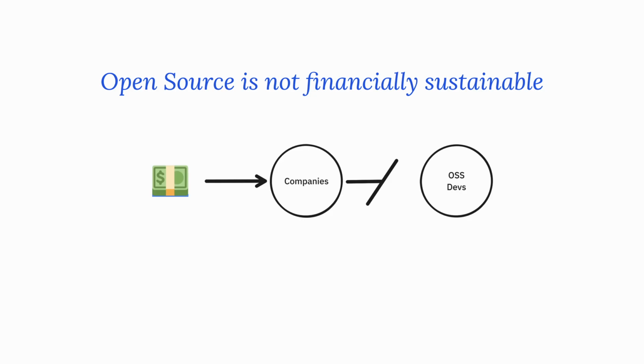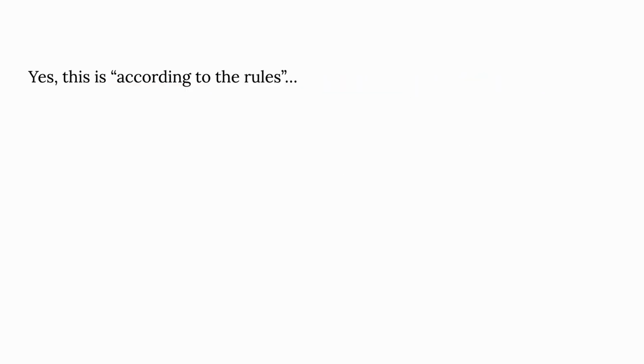So the first thing: open source is not financially sustainable. Companies charge money for their products. Their products incorporate open source software. The money goes to the companies. It doesn't flow to the open source packages. And so maintainers can't sustainably maintain their packages. This is a problem. Technically, this is according to the rules. Yes, open source licenses allow this, but this can still be bad even if the rules say that it's fine. Both things can be true.